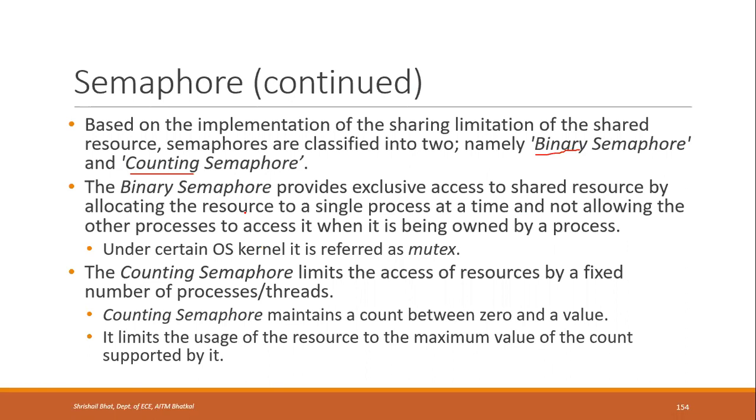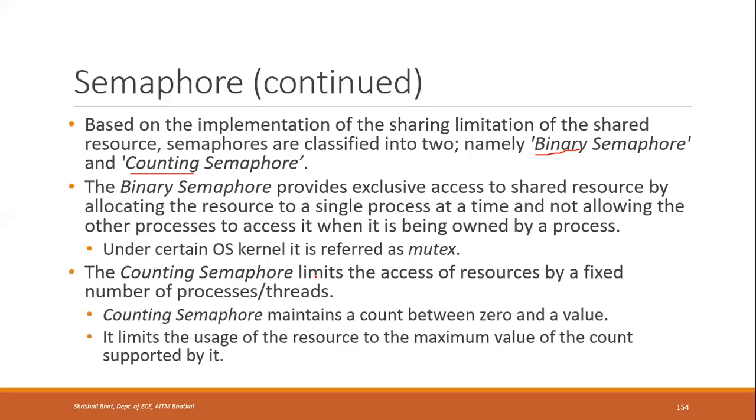The binary semaphore provides exclusive access to the shared resource by allocating the resource to a single process at a time, and not allowing any other processes to access it when it is being owned by a process. Under certain OS kernels, it is referred to as mutex. Mutex stands for mutually exclusive or mutual exclusion. It is the short form for mutual exclusion. So in certain systems, the name for binary semaphore is itself mutex.